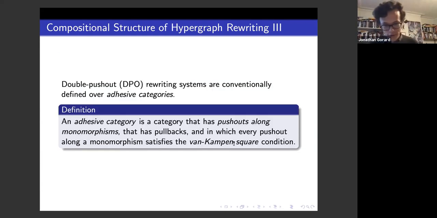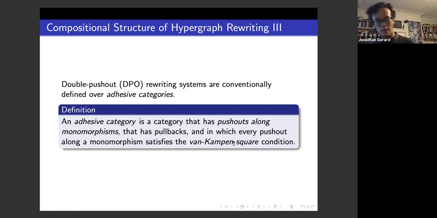Okay, now that all sounds quite straightforward. It turns out it's a little bit more subtle than I've made it seem. Ordinarily, in the classical theory of compositional graph rewriting, these double push-out systems, these DPO systems, are defined over what are called adhesive categories. An adhesive category is one, loosely speaking, in which the monomorphisms are sufficiently well behaved that you can do this gluing operation of extracting the left-hand side and gluing in the right-hand side that I described before.